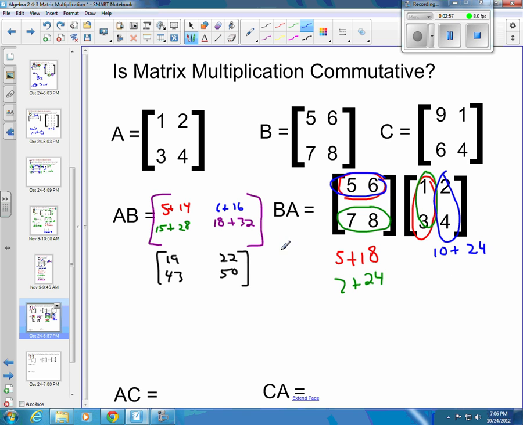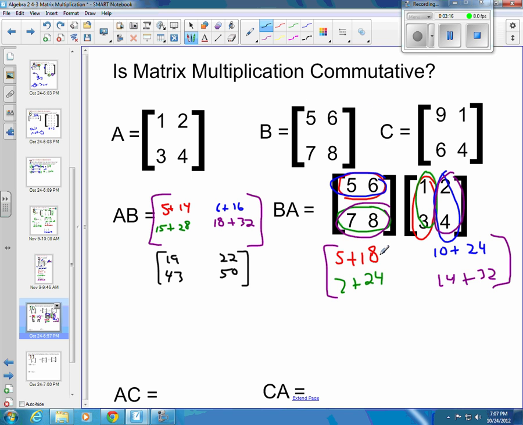And you can pretty much see this is not going to match up. My last one, I'm going to take my second row with my last column. So 7 times 2 is 14, and 8 times 4 is 32. And there's my matrix here. And then let's add them all up.